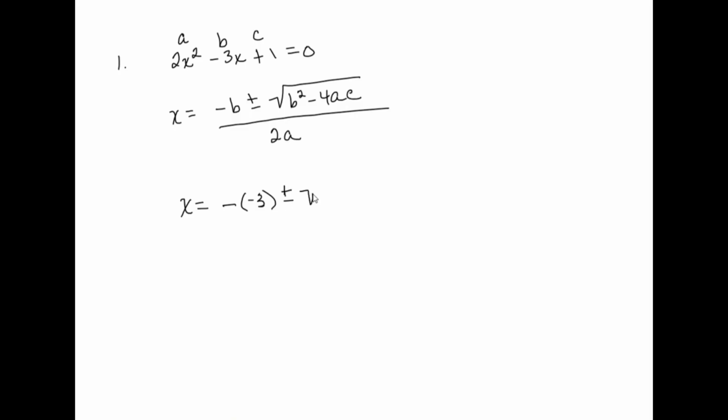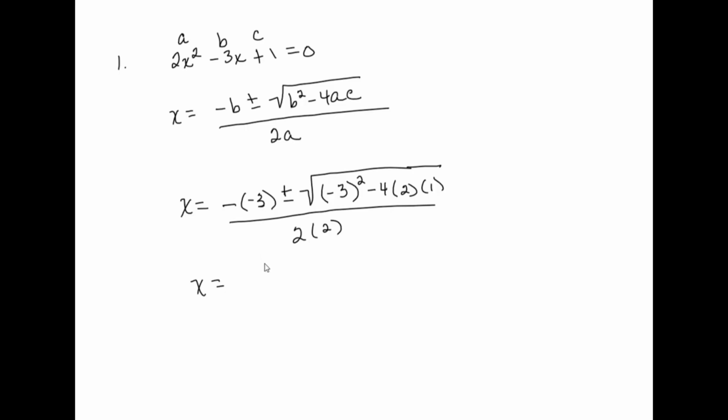I'm probably just going to do a shortcut when I do most of these problems. Now, when you're looking at the b squared under this radical sign and your b is negative, you need to be sure that you put that negative 3 in parentheses, the squared outside the parentheses. Minus 4 times 2 times 1. And all of that is divided by 2a, so 2 times 2. So x is opposite of negative 3, which is positive 3, plus or minus.